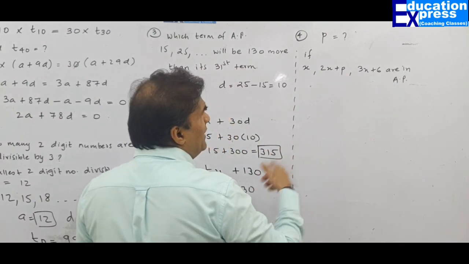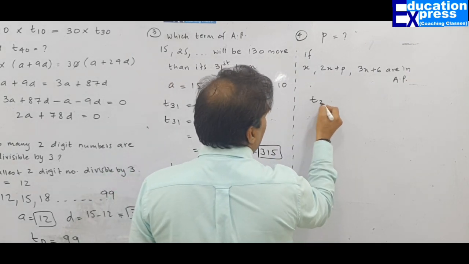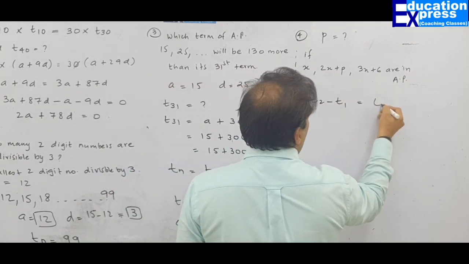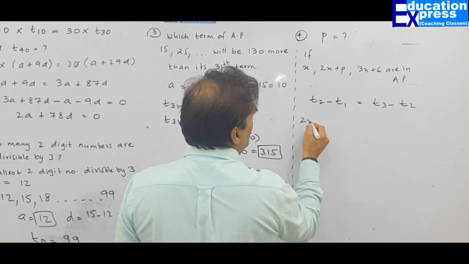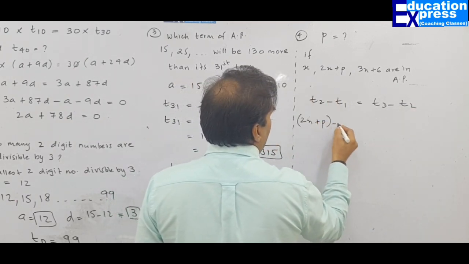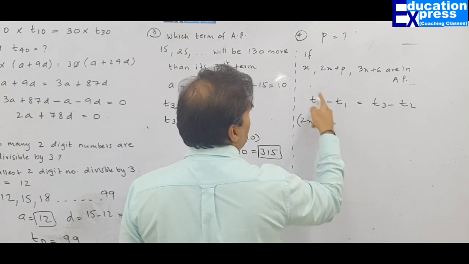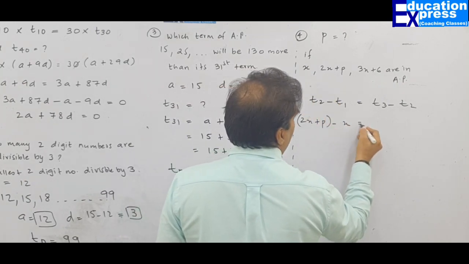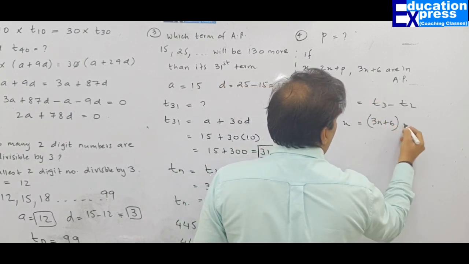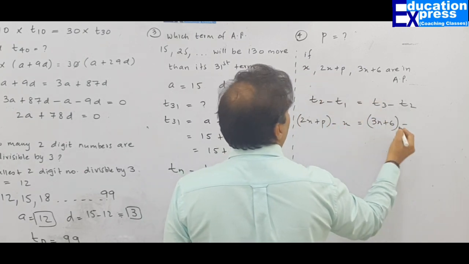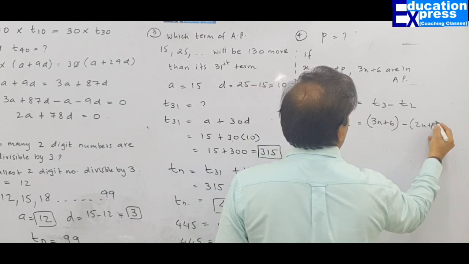Since it is given that it is in AP, can I say second term minus first term will be equal to third term minus second term. What is the second term? So 2x plus P. Minus the first term, which is x. What is the third term? So 3x plus 6. Minus the second term. Second term is 2x plus P.